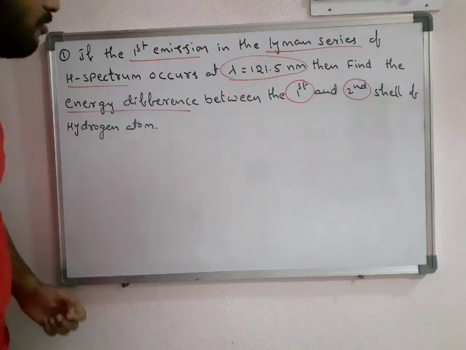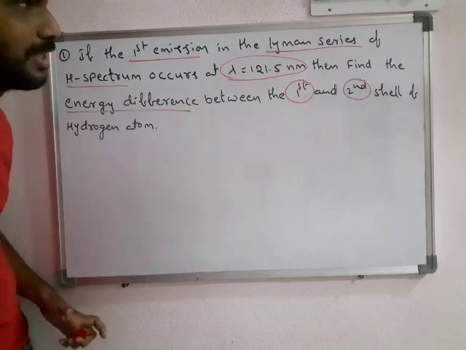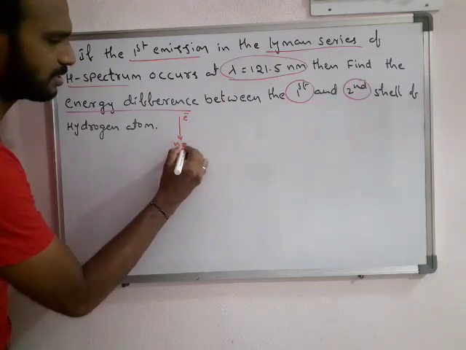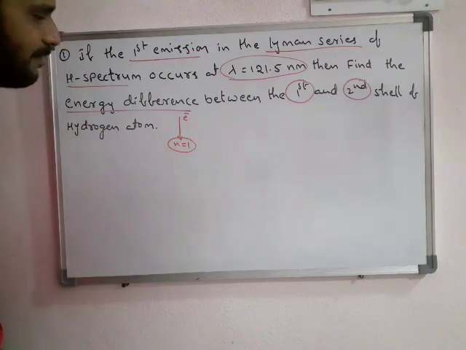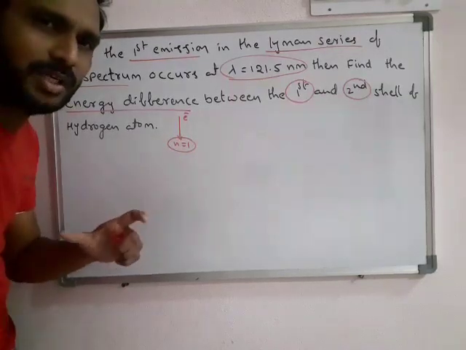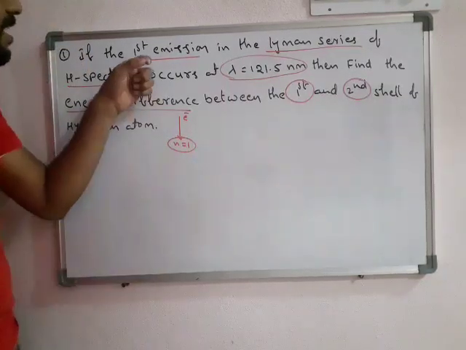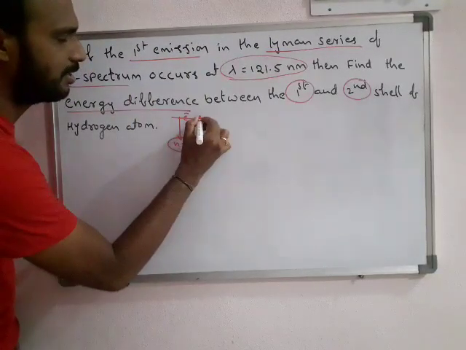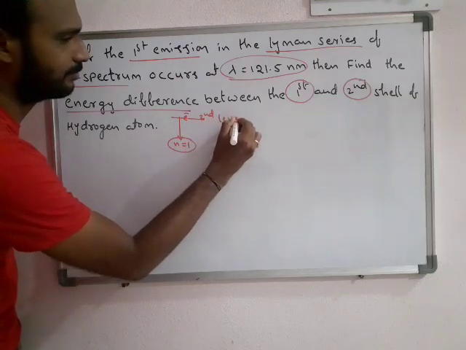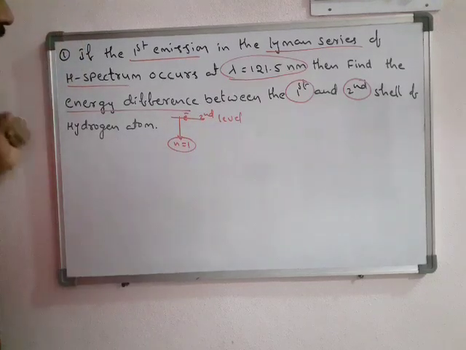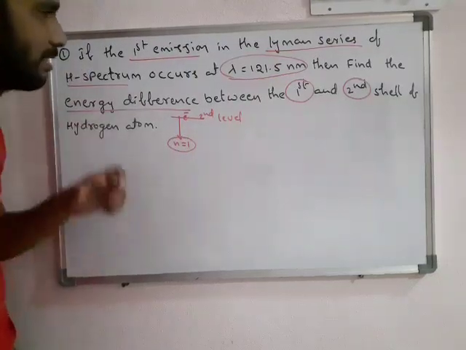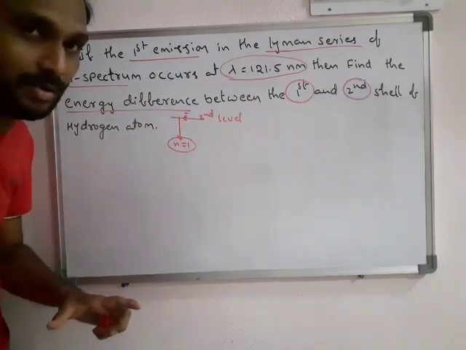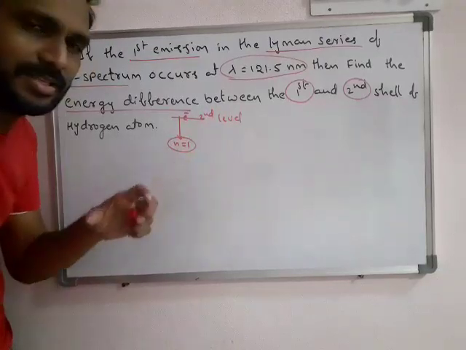atom. So here, first emission in the Lyman series. The Lyman series means the line comes when an electron comes to the first level. Any higher level to the first level, that is called Lyman series of lines. It is given that first emission, so for n equal to 1, what is the first choice? From the second level.